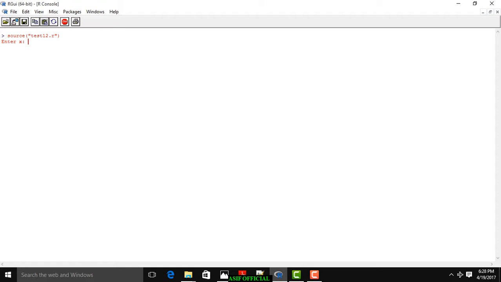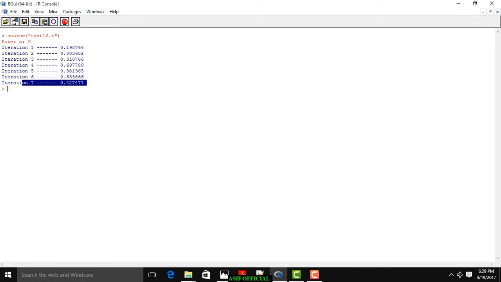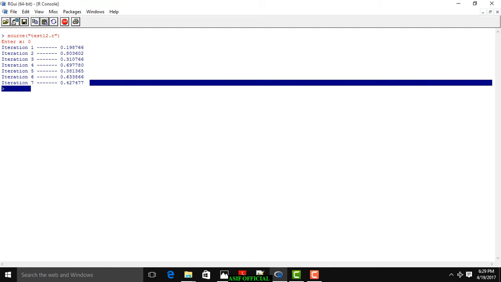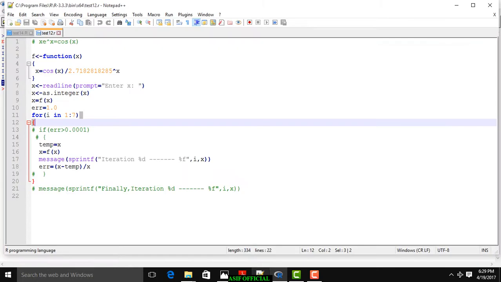Here it asks for the value of x, say x is 0. After the first guess, I get that the value at iteration 7 is 0.427477, and as I see in the options, there is no value that is 0.427 or near it. So maybe the question has some other options as well. We don't get the answer, but we get the process and the way to reach the answer, and the code.